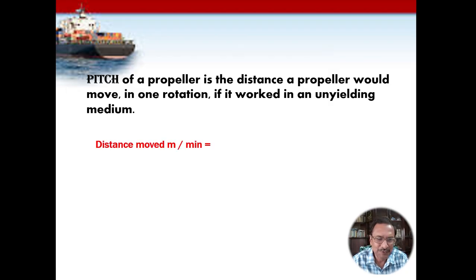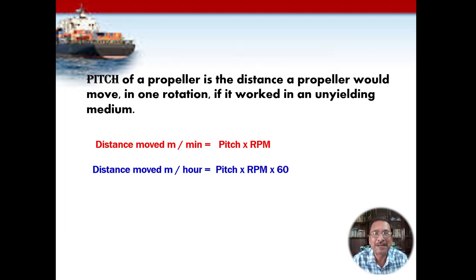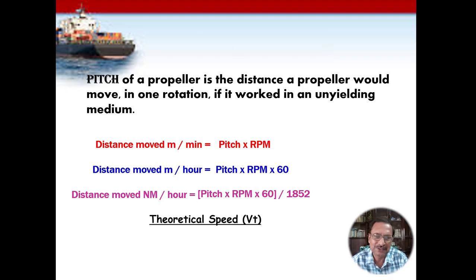So the distance moved in meters per minute would be pitch into RPM, as I just explained. Distance moved in meters per hour would be pitch into RPM into 60. And distance moved in nautical miles per hour would be pitch into RPM into 60 divided by 1852. And this is termed as the theoretical speed, which we shall denote by V and small t.